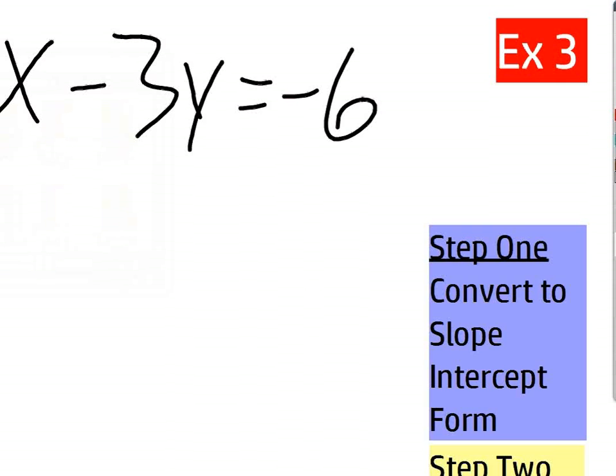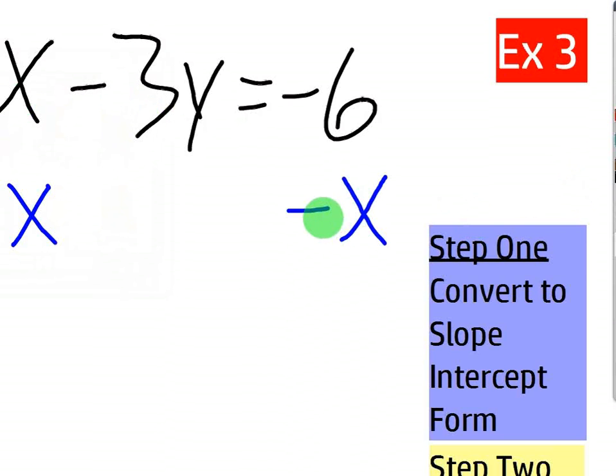Okay, so for example 3, you need to get y by itself. And what did you say to do first? Okay, great. You guys are getting this. So you want to get the x. Remember, the x and the y need to be on opposite sides, not on the same side. Since x is on the same side, you want to subtract it to the other side.